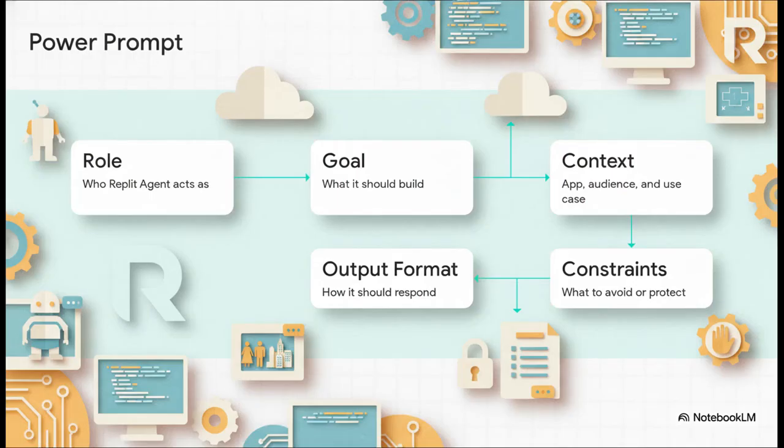To consistently get amazing results, you really need to use this 5-part power prompt framework. First, give the agent a role. Who exactly should it act as? Second, state the core goal of the app. Third, provide context. Who are the users, and what exact problem are you trying to solve? Fourth, and this is absolutely crucial, set constraints. Tell it what not to do, like do not add payments yet. Finally, define the output format so you know exactly how it's going to respond to you. By structuring your instructions with these 5 steps, you are essentially providing strict guardrails.